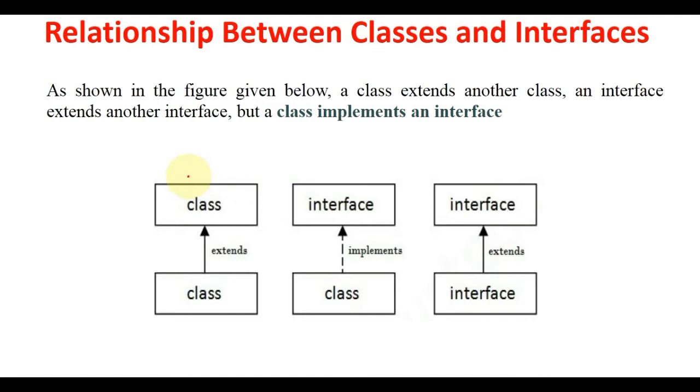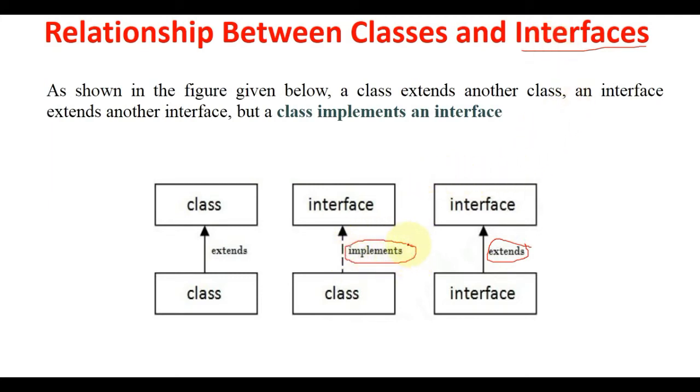Now, the relationship between classes and interfaces, as shown in the figure below. A class extends another class. We have seen that a child class extends the parent class, and also a class can implement an interface. An interface can also extend another interface with the extends keyword. And when we are going to implement the interface in code, we need to use a keyword which is implements.